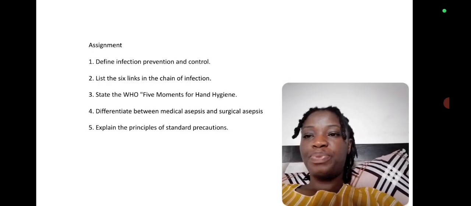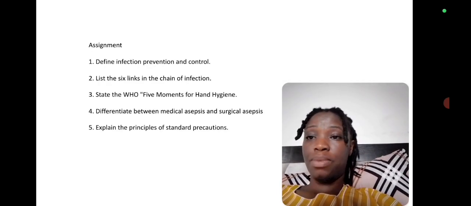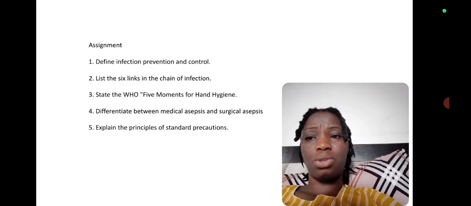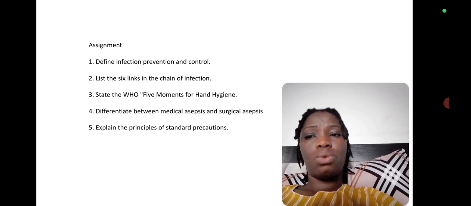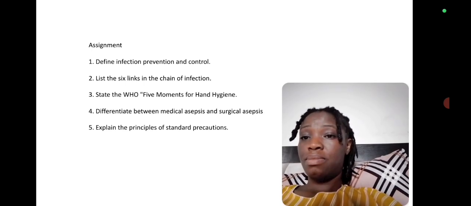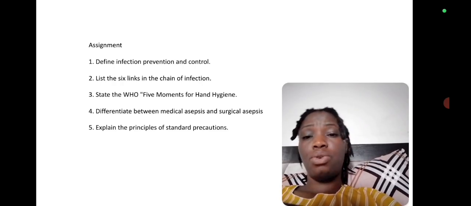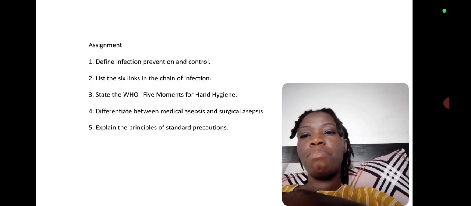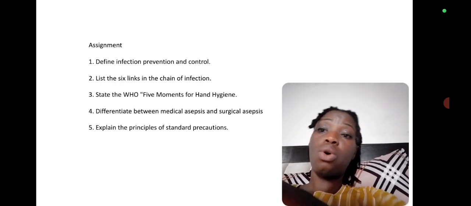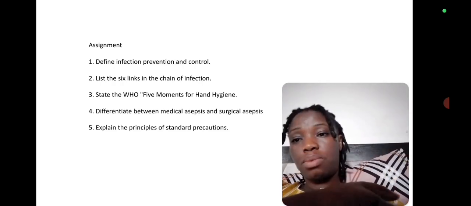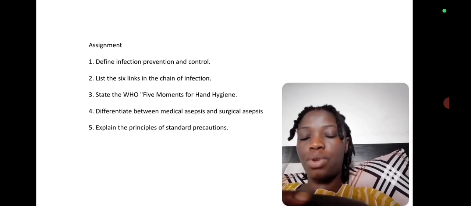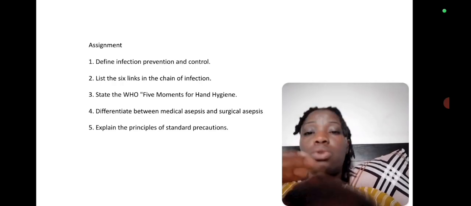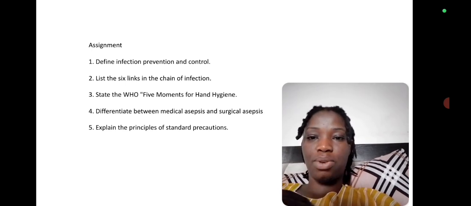So these are assignments for you. Assignments, please try and do them. You should know what infection prevention and control is. Know the links or the chains of infection. I've said it. State what WHO said concerning 5 moments for hand hygiene. There's what they call 5 moments for hand hygiene. When you touch a patient, when you touch their body fluid, etc. Try to know those 5 moments. They are very important. Differentiate between medical asepsis and surgical asepsis. You should know all about medical asepsis and surgical asepsis. Then explain the principles of standard precautions. When they say standard precautions, what does it mean and what are the standard precautions?